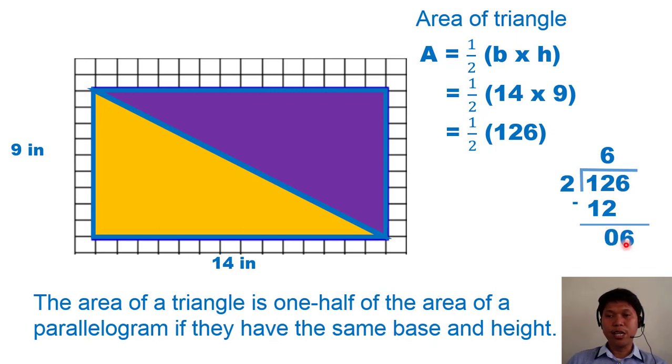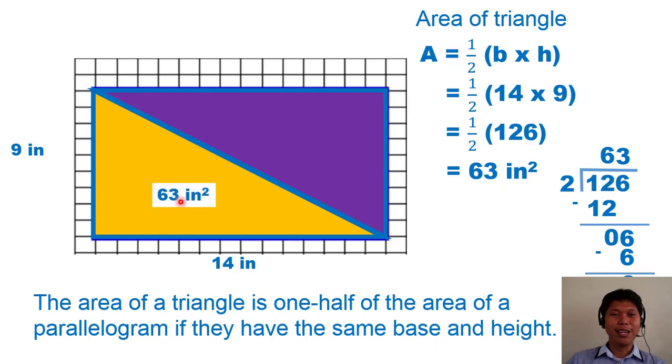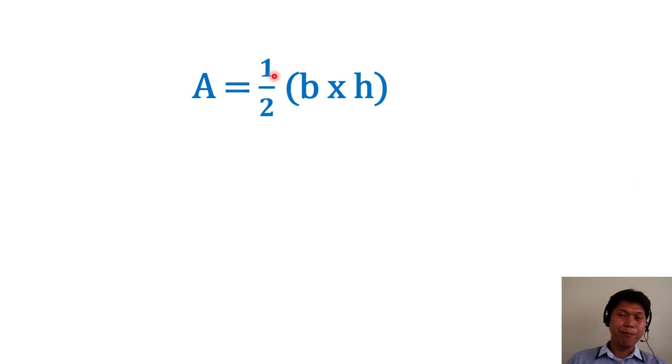And then you bring down 6. 6 divided by 2 is 3. 3 times 2 is 6. And 6 minus 6 is equal to 0. Therefore, the area of this one triangle is 63 square inches. Okay? And this is also, of course, 63 square inches. And if you are going to add 63 plus 63 is equal to 126, which is the area of the parallelogram. Therefore, from that concept, the area of any triangle is just equal to 1/2 base times height.